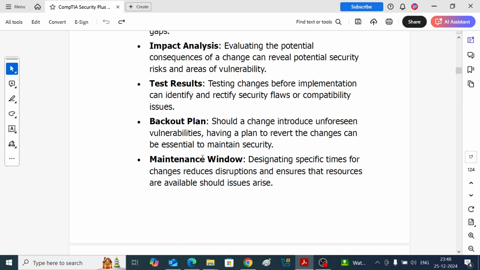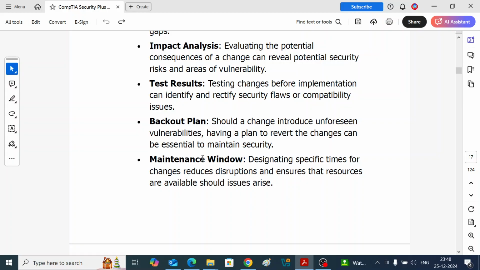Backout plan. Now the point is, if the change introduced does not work, or it gets stuck in some unforeseen vulnerabilities or problems, there are issues, it's not working, then you should always be able to revert the change back to the older one. So that is what we call a backout plan.